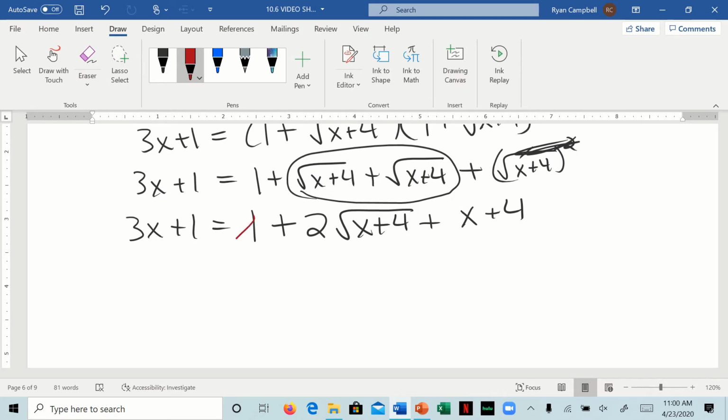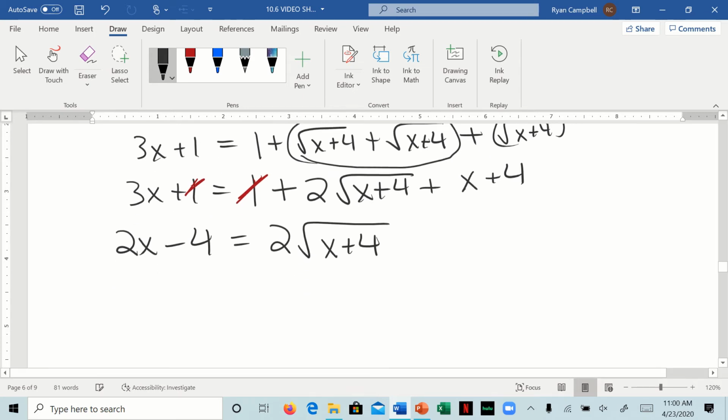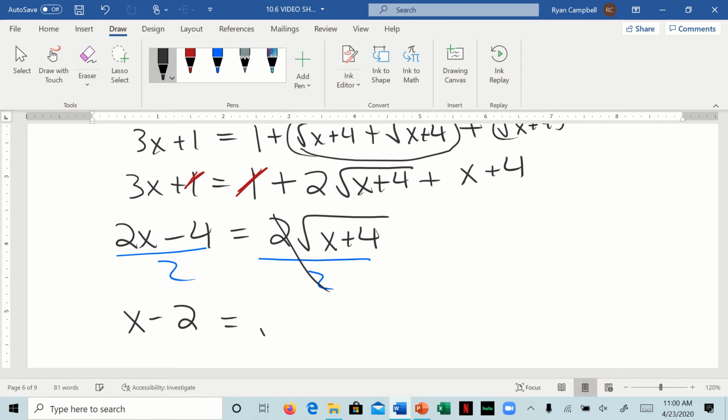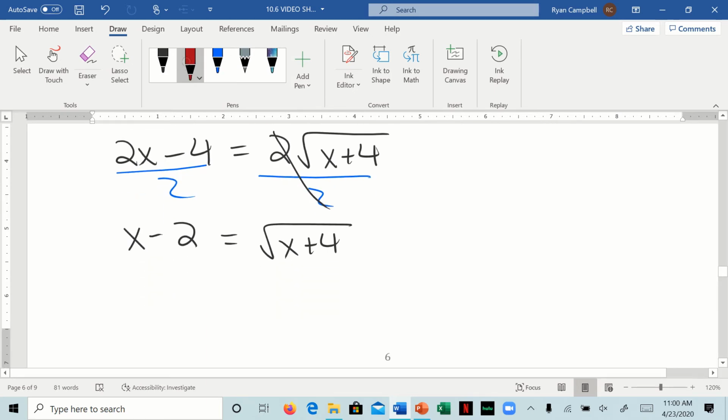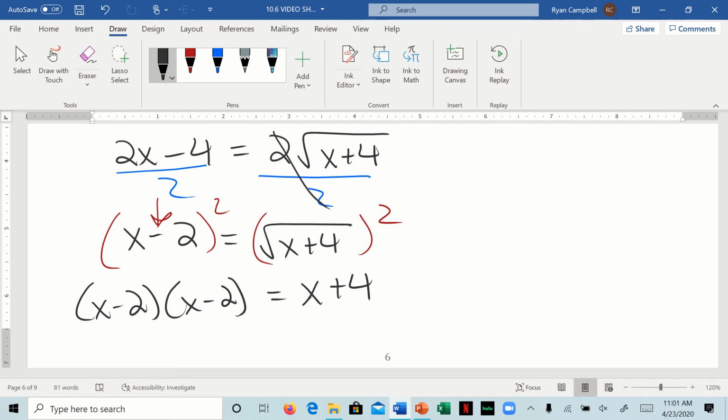So we subtract 1 to both sides, we see both of those disappear. Subtract the x, we get 2x minus 4 is 2 times the square root of x plus 4. We can divide everything by 2. So we get x minus 2 is the square root of x plus 4. And now we've isolated the radical, so now we can square both sides. And again, you have a subtraction, so the left side is going to have to be distributed. And the right side, of course, is just x plus 4.